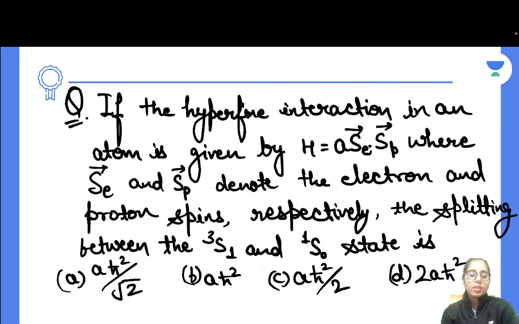So how do you work on any such type of questions, what are the steps you take generally, what you have to follow here, we will talk about all that. So you can see the hyperfine interaction in that case. You have the Hamiltonian as A SE dot SP, where SE and SP denote the electron and proton spins respectively. The splitting between the 3S1 and 1S0 state is what?